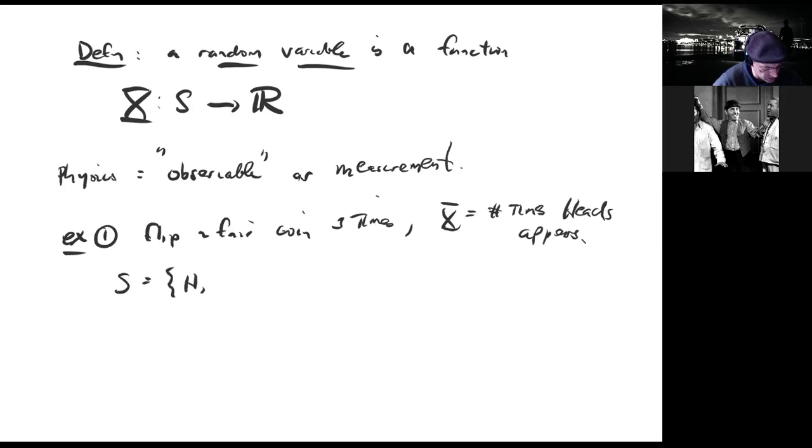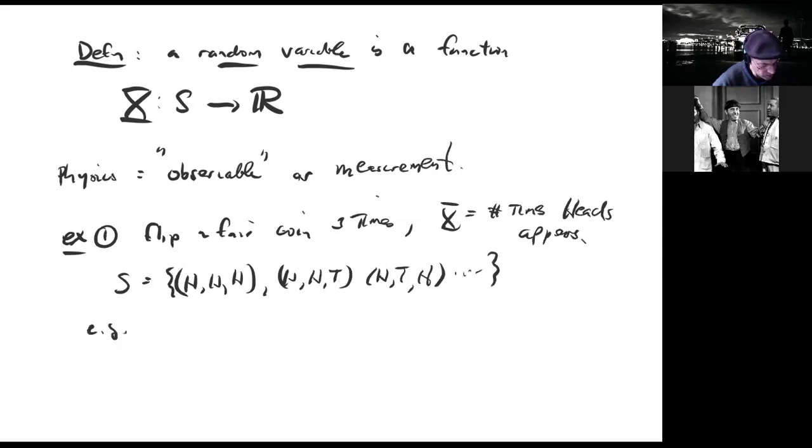It would be like H, H, H, H, H, T, H, T, H. So this is an ordered triple where the first term is the result of the first flip, the second term is the result of the second flip, and the third is the result of the third flip. So there are 8 possibilities. And so, for example, if we want to compute the random variable evaluated on the tuple H, H, T, there are two heads in that tuple, so that would be 2. So that's an example of a random variable.